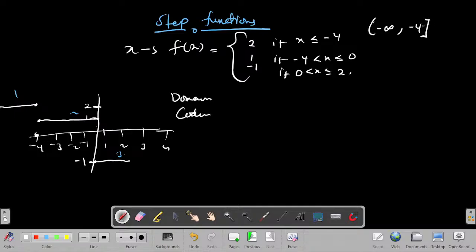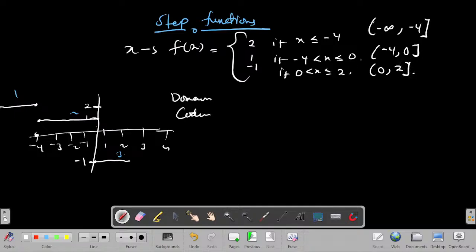Then you close. I told you that the rectangular bracket is for greater than or equal to or less than or equal to, and the curved one is for when it is less than, or infinity. There is no closing at infinity, you have to put the curved bracket. Infinity is not closed. When we come here, it starts from negative 4 to 0. So we're going to have open negative 4, comma 0. And when I come here, I have from 0 to 2.